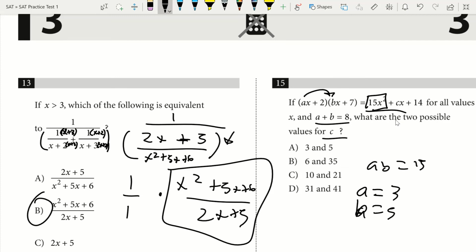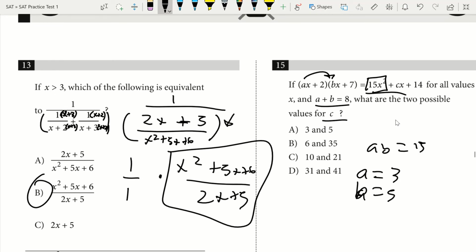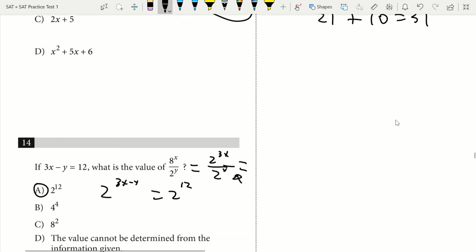All right, so now I'm asked for the values of c. Well, let's just go ahead and substitute in. So we have 3x times that 7, which is going to give me 21x. And then we're going to have that plus our b, 5 times 2, which is 10. And that'll get me 31, which means there's only one answer with 31, and that's going to be D. So D will be my answer there.